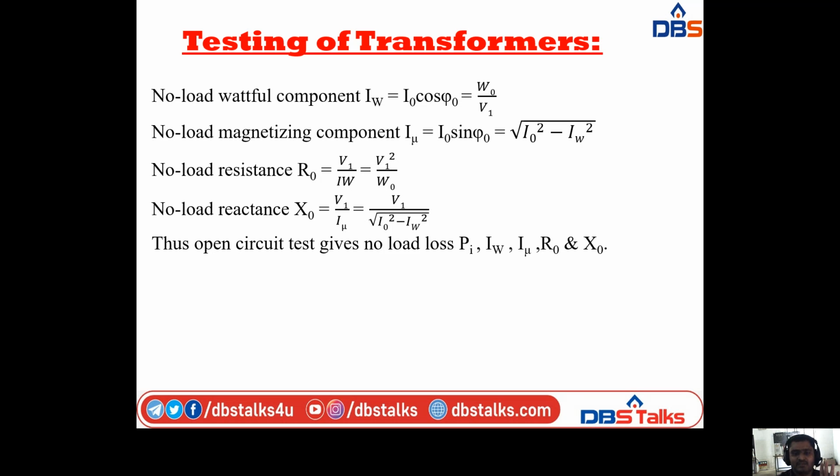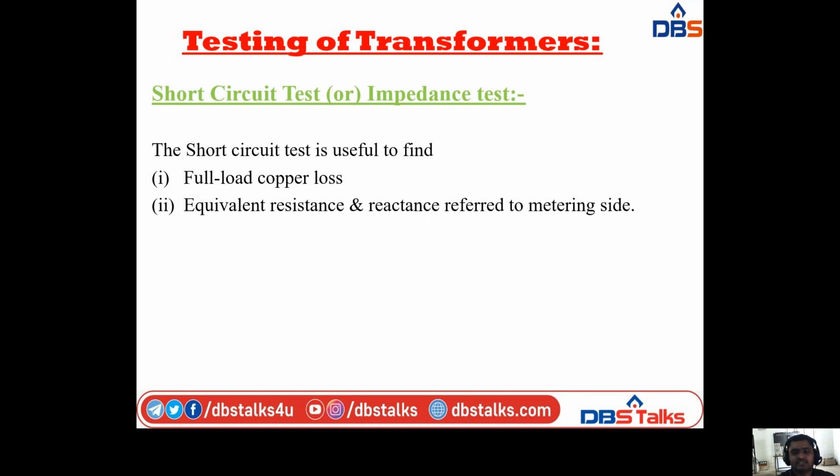That is equal to V1 square by W naught. Next, the no load reactance, X naught, is equal to V1 by I mu, that is equal to V1 by root of I naught square minus I W square. Thus the open circuit test gives the no load loss, that is P i, the no load iron losses, I W, the no load active component, I mu, the no load magnetizing component, R naught, the no load resistance, and X naught, the no load reactance. This is the explanation for the open circuit test. Next, coming to the short circuit test, this is also called the impedance test.